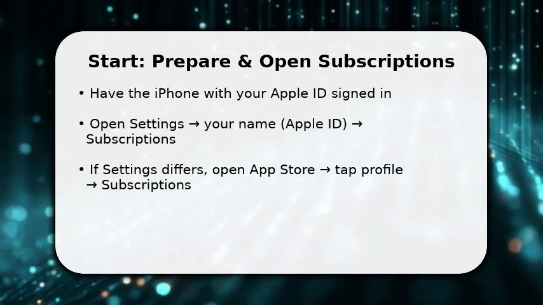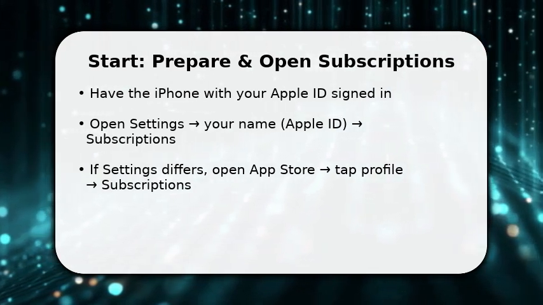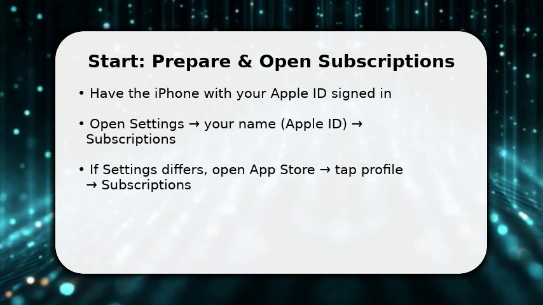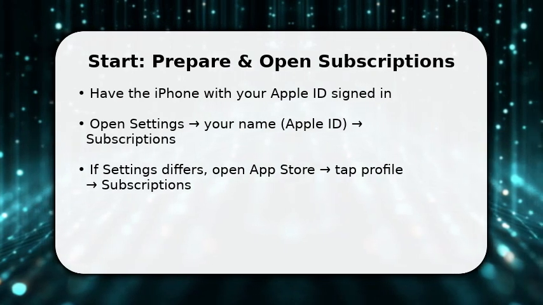Once done, open Settings and tap your name, then tap Subscriptions. You can also open the App Store, tap your profile icon, and choose Subscriptions. Doing this puts you directly at every active plan, so you can find CapCut quickly and proceed.